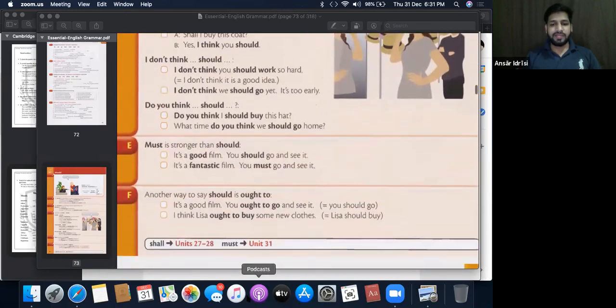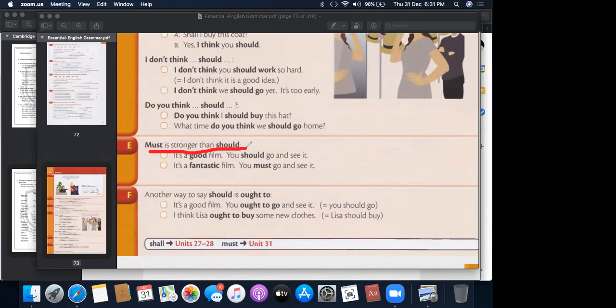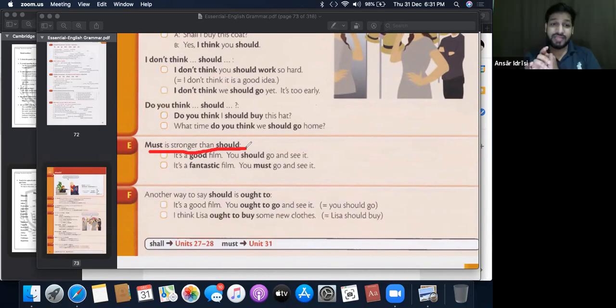Next. अब यहाँ पर देखो लिखा है must. Must is stronger than should. मैंने जैसे आप लोगों को बोला भी. Should is like mother, so must is like father. Have to is like boss. So should is like mother, so must is like father.